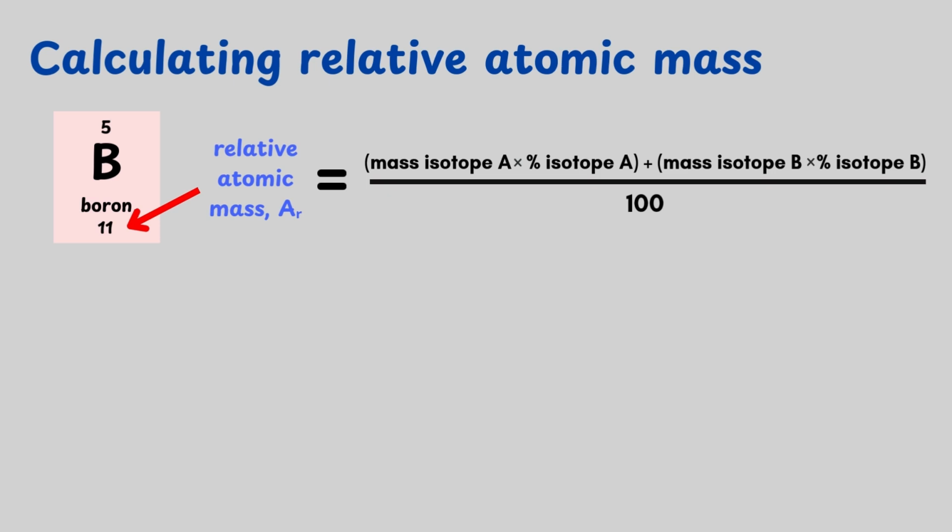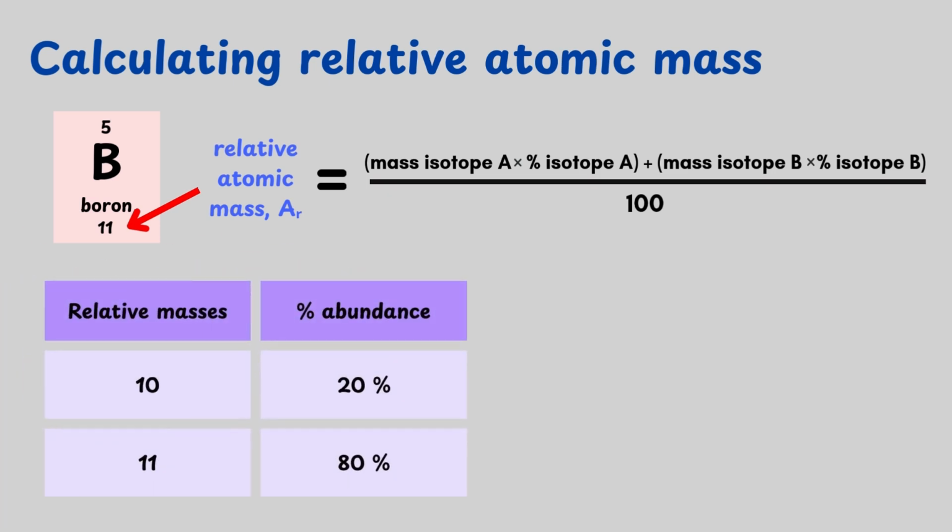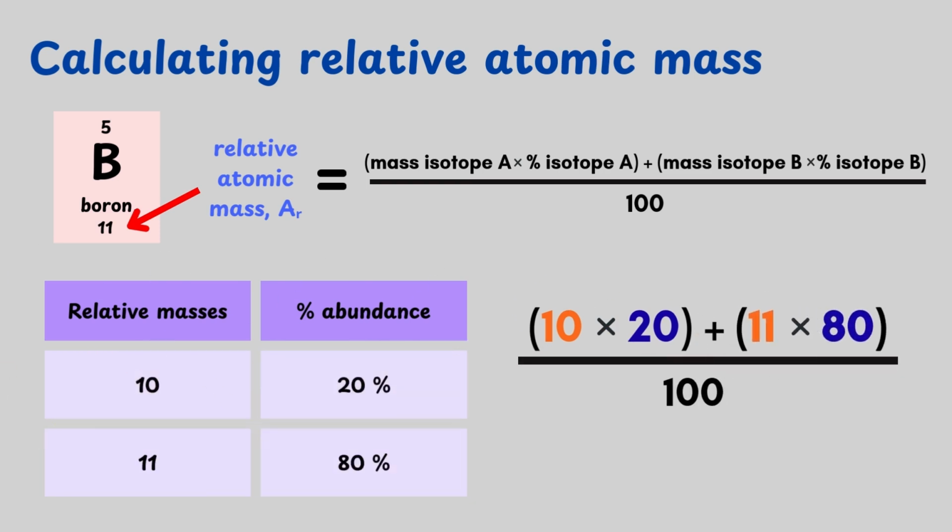Let's take an example. The relative masses of isotopes and their abundances, which is how common it is to find it, of boron is shown. To calculate the relative atomic mass, do 10 times 20 and add it to 11 times 80. Divide by 100. The answer is 10.8.